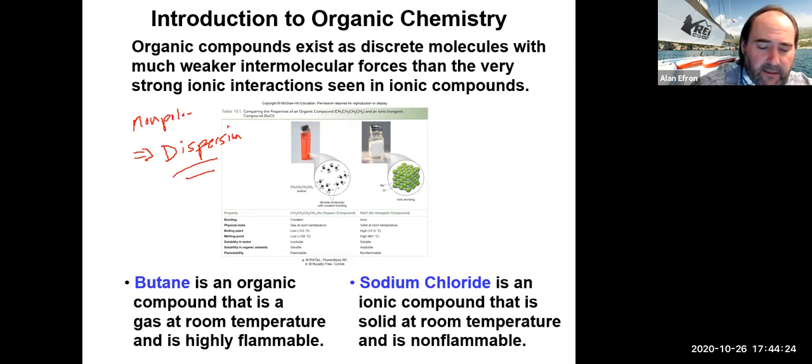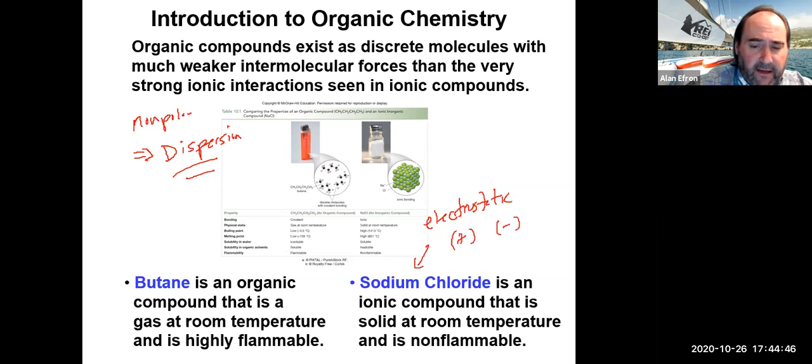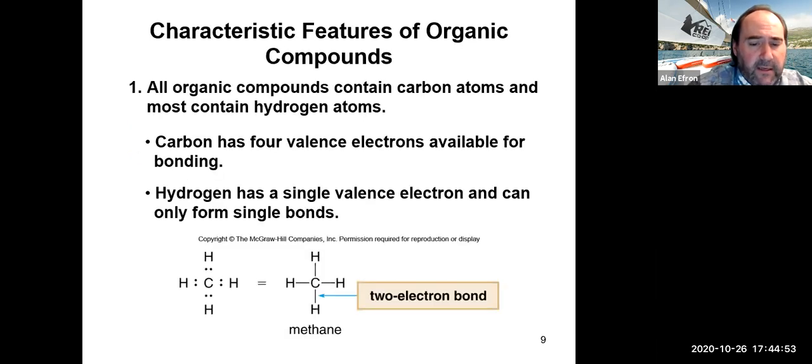And that's why a lot of organic molecules, for example, are gases at room temperature. A lot of the first ones, methane, propane, butane, are gases. And that's very different than sodium chloride, which is held together by intramolecular forces, that electrostatic attraction between the positive cation and the negative anion, which is a very, very strong attractive force that happens between them. So all organic compounds, again, like I said, basically consist of carbon and hydrogen.